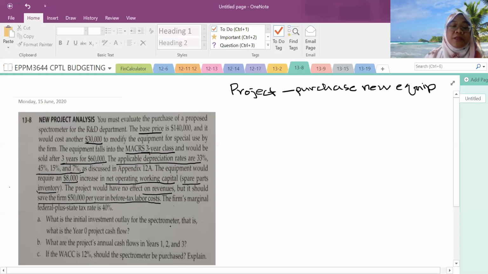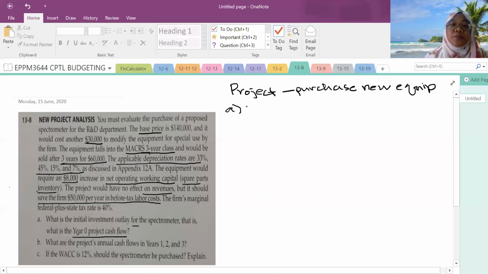Okay, fine. Now, dengan mengandaikan you dah faham soalan ni, then we look at question A. What is the initial investment outlay for the spectrometer? That is, what is year 0 cash flow? Ya, bila projek tu nak start, apa yang perlu dibelanjakan oleh syarikat? Okay, now, let's do this. Bila dia cakap pasal initial outlay, boleh refer balik pada lecture video hari tu. Okay, so apa yang penting kat situ?